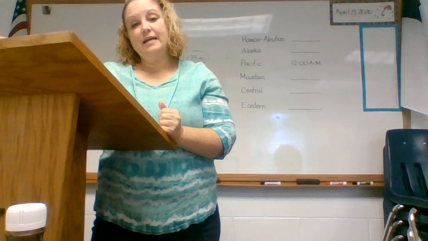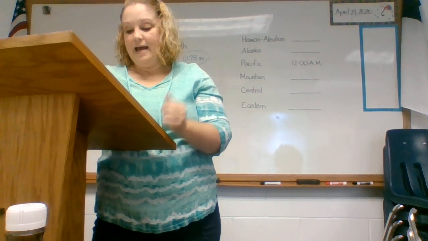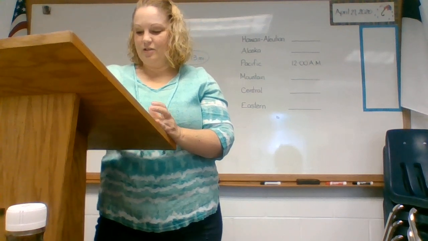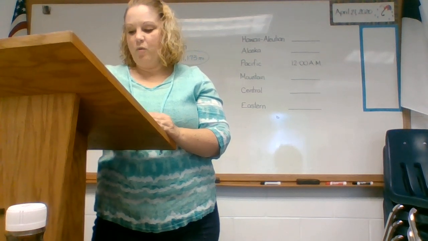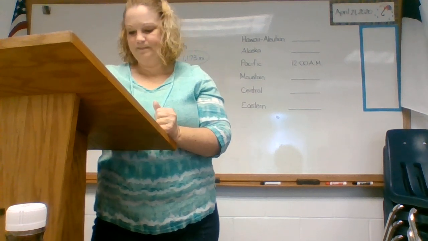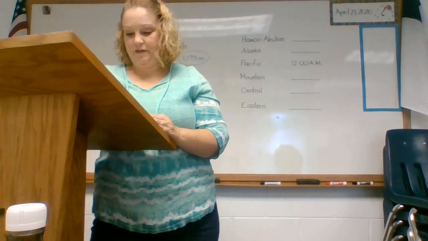So the international date line is at 180 degrees longitude, okay? And I just gave you G. The prime meridian is at 0 degrees longitude. All right, north of the equator is called which hemisphere? Northern. It's not hard. And south of the equator is called the southern hemisphere.